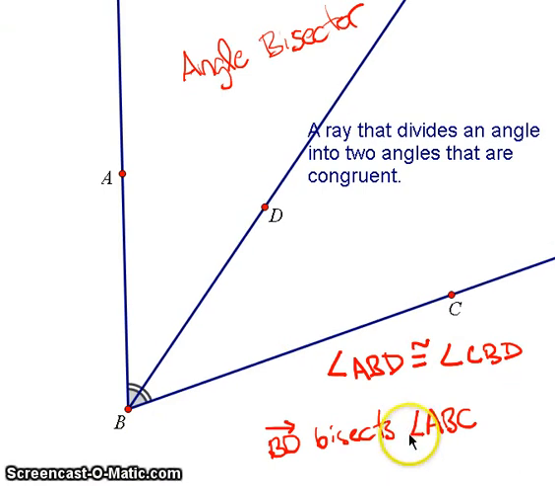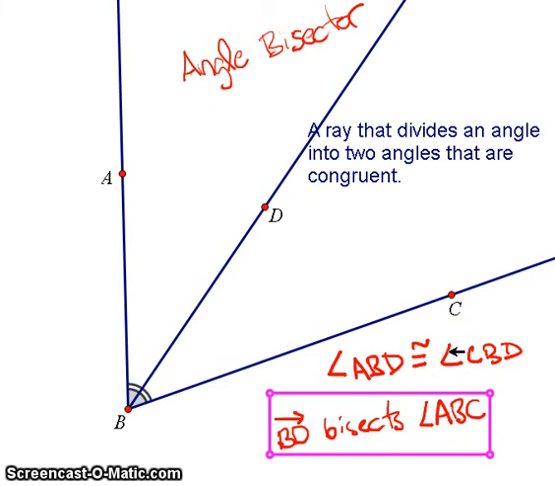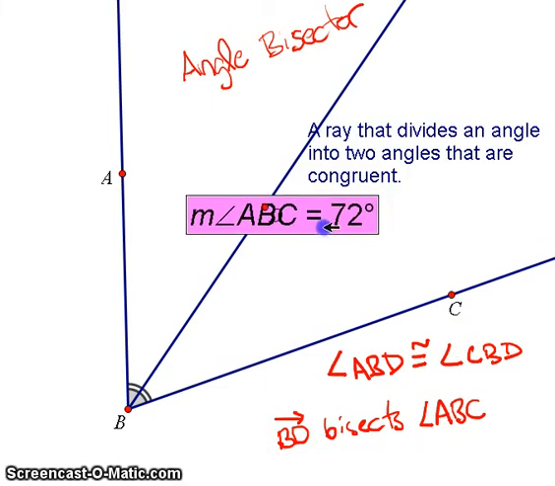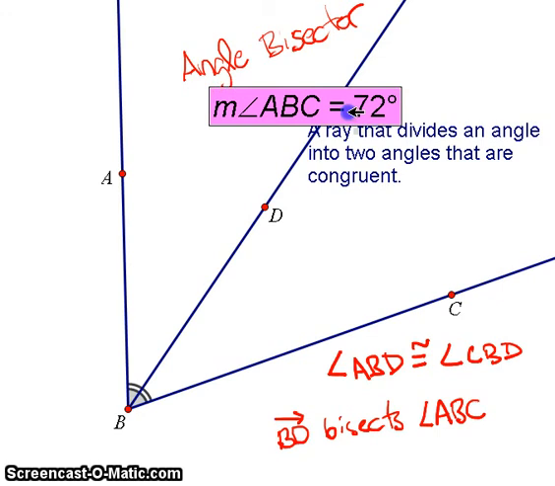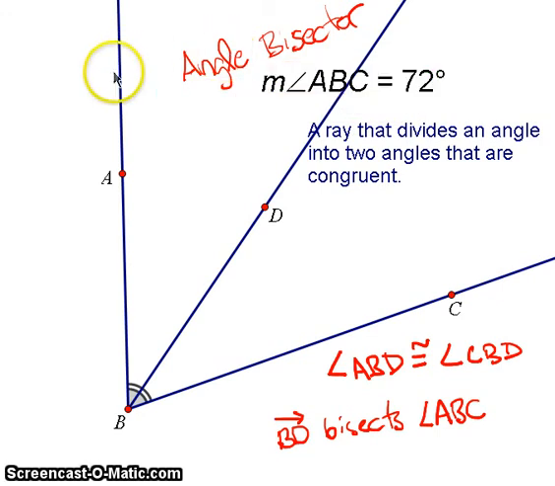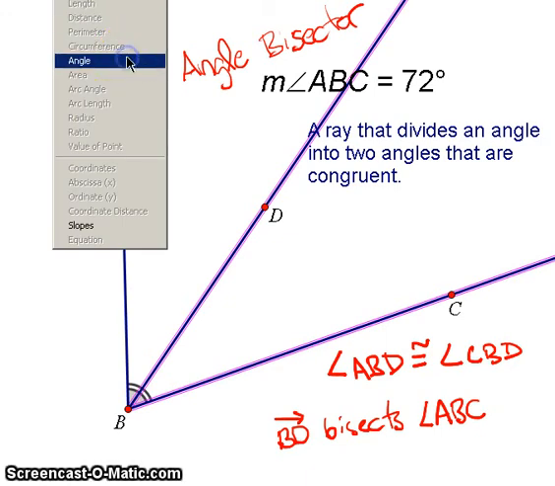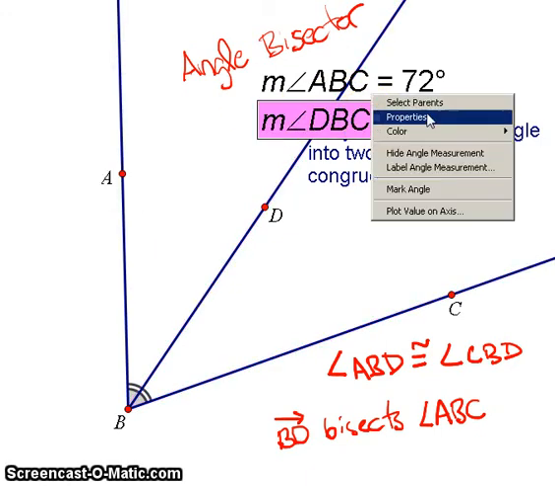So let's say we know that BD is an angle bisector and it's bisecting angle ABC. And let's say we measure angle ABC and we find out it has a measure of 72 degrees. So this whole angle ABC has a measure of 72 degrees. We ought to be able to find the measure of angle DBC by splitting 72 degrees in half. So let's measure that angle and find out what it is.